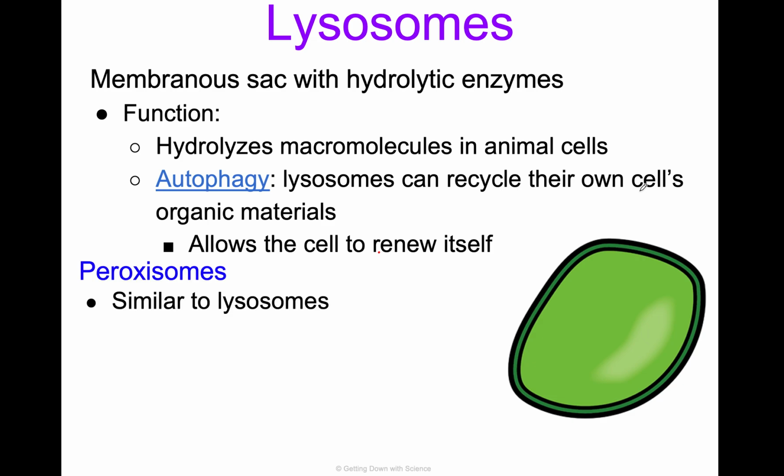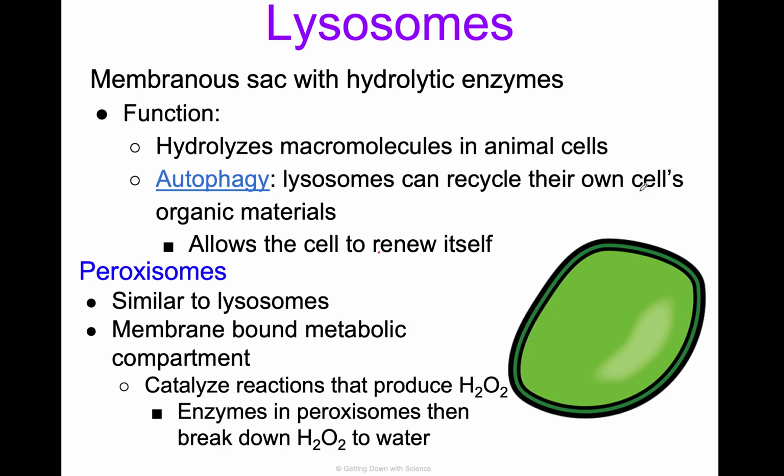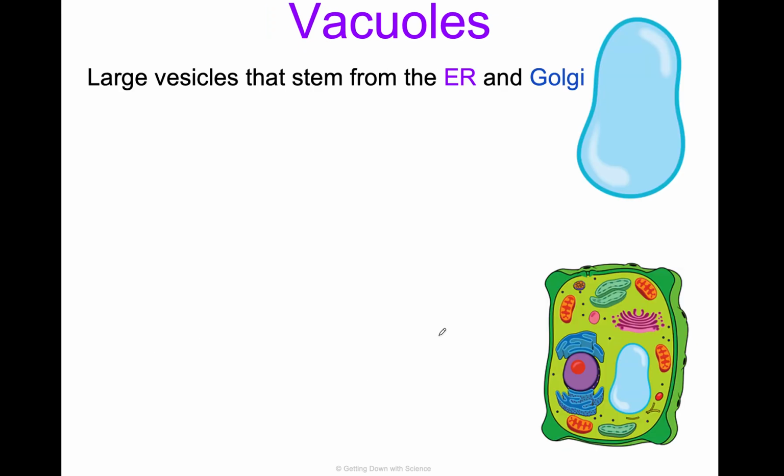Peroxisomes, I mentioned here just because they're kind of similar to lysosomes. They catalyze reactions with hydrogen peroxide. So they produce H2O2. We're going to do a lab on peroxisomes. But remember peroxisomes because peroxide produces hydrogen peroxide, per meaning two, oxide meaning two. Anyway, now we got vacuoles.